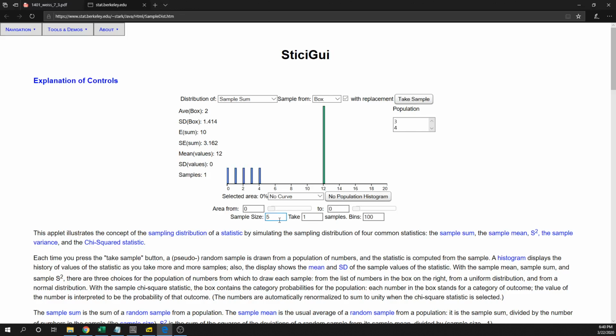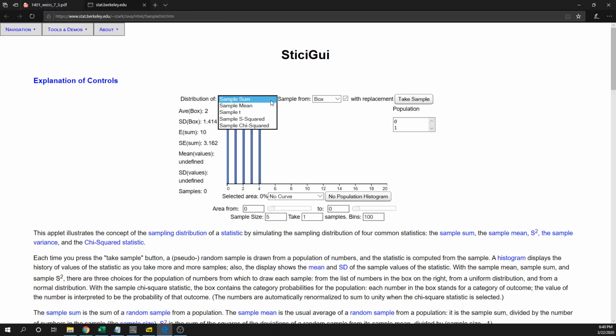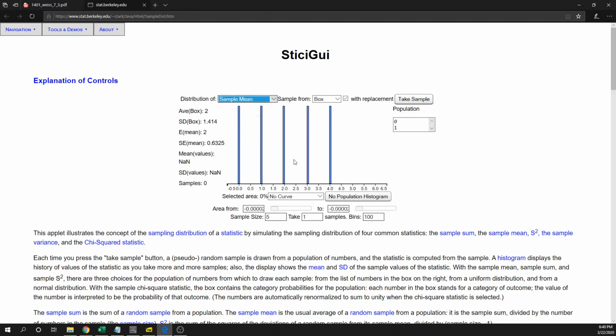So I took a sample of size 5, and here I calculated... oops, that was the sample sum. I didn't want to do that, so let me start over. I was going to say that's weird that it came out to be 12. So I want to calculate the sample mean.